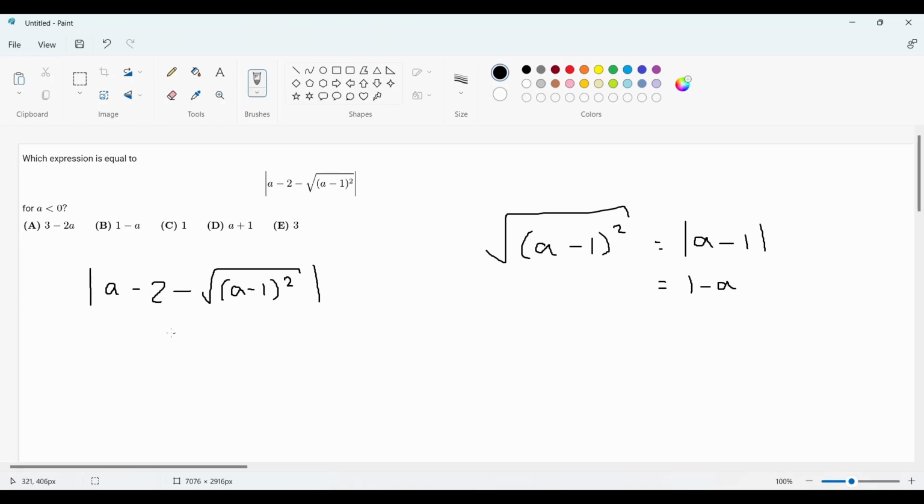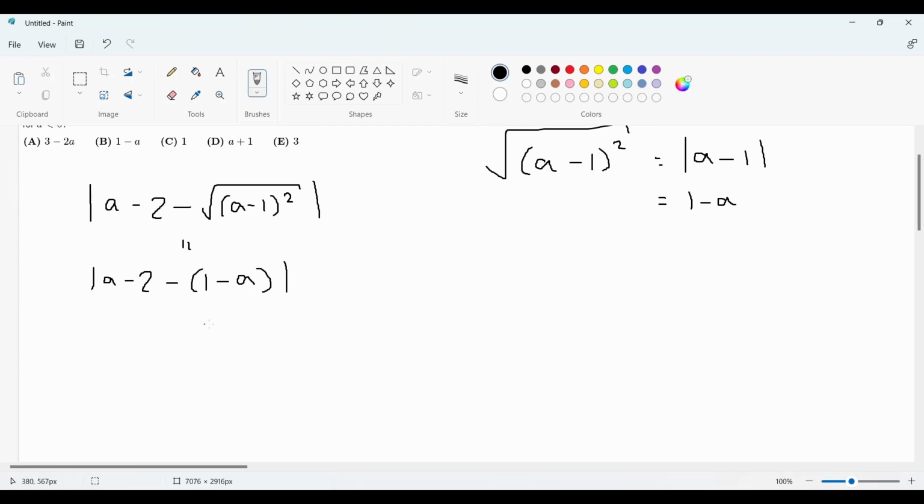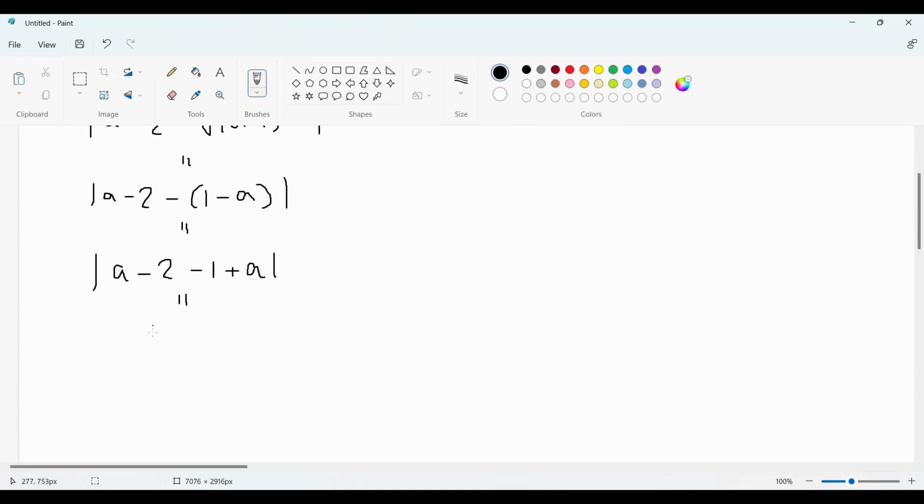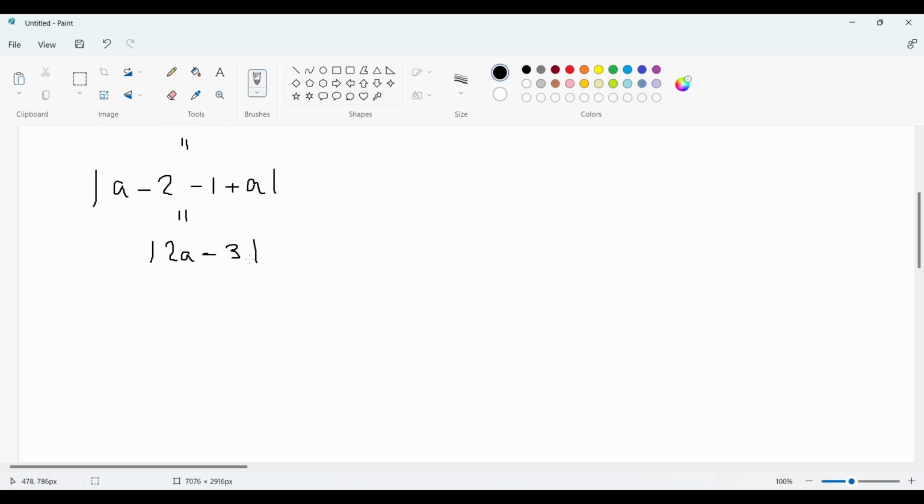So in this expression we're trying to simplify, I will replace, well, I'll do absolute value of a minus 2 minus, and this whole thing is 1 minus a. Right there. Now let's rearrange that. I'll distribute the negative sign. So it becomes minus 1 plus a. And that's the same thing as, combine the a's, we get 2a. Combine the minus 2 minus 1, we get minus 3. And what is that? 2a minus 3?